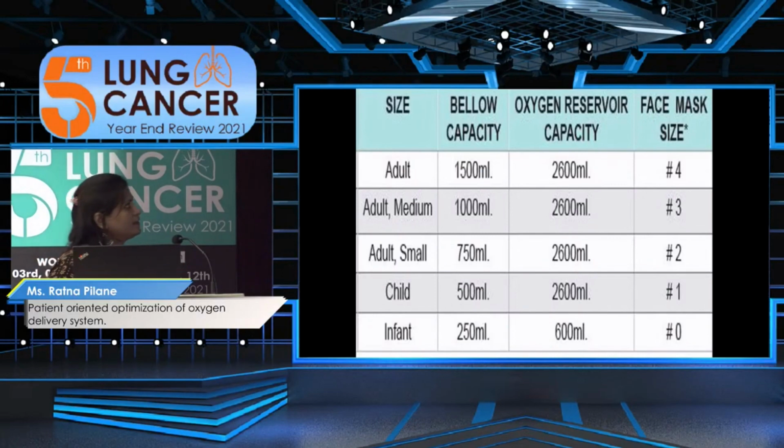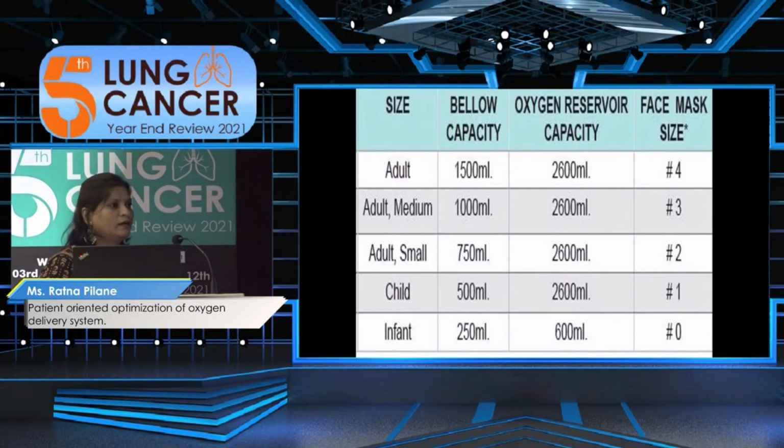So this is the size. Below are the capacity: what bellow capacity the AMBU bag has, the oxygen reservoir capacity, and what face mask we have to use when we are using the AMBU bag. For adult, the bellow capacity is 1500 ml, and the oxygen reservoir is 2600 ml. A number 4 mask should be used for that.